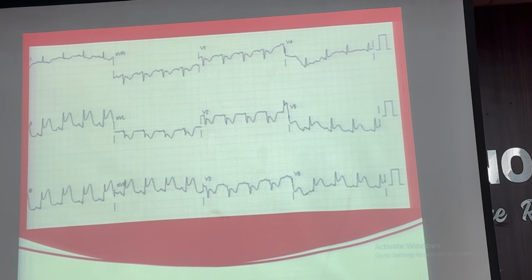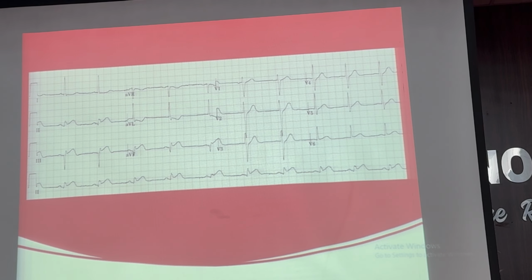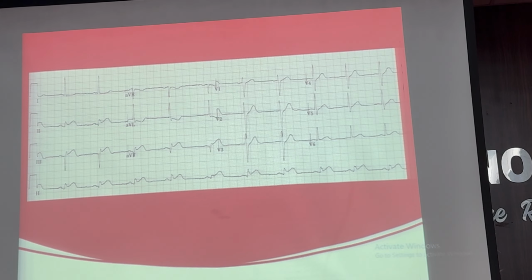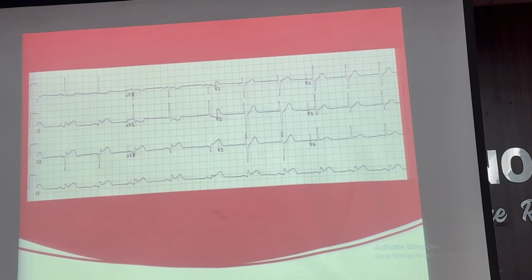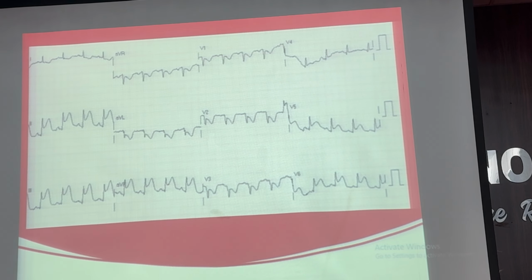Sometimes ECGs can tell the location of the block. So if the ST elevation in lead 3 is more than in lead 2, then it means the block is somewhat proximal rather than a mid or distal RCA lesion.